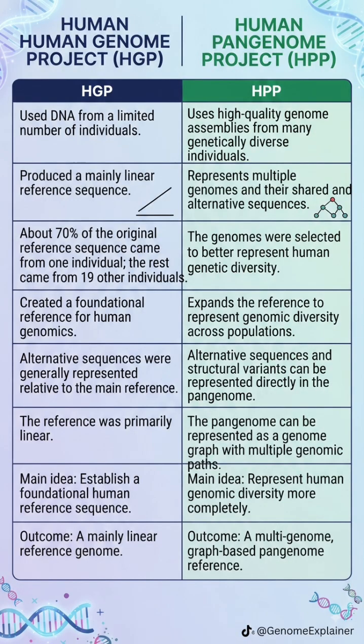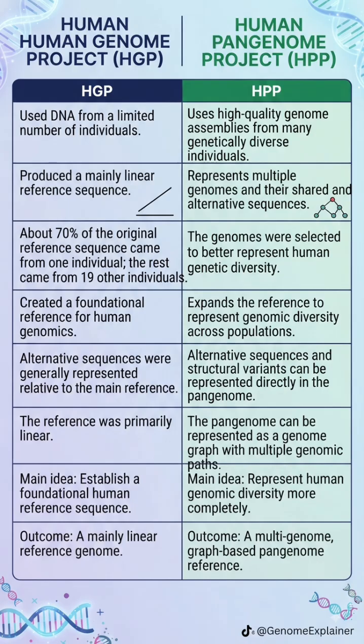For example, the Human Genome Project also used DNA from multiple individuals, but the resulting reference was assembled mainly as one linear reference sequence. In fact, the original reference was a mosaic assembled from more than 20 individuals, but about 70% of the sequence contributed by one individual.